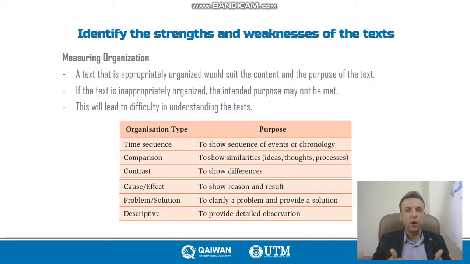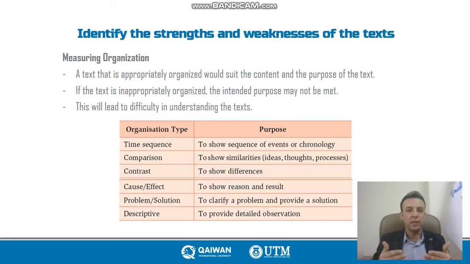We need to know how we organize the body paragraphs when we're talking about comparison or contrast, or both of them together. We also have cause and effect. The purpose is to show reason and the result. We have problem solution and descriptive. The purpose for problem solution is to clarify a problem and provide a solution, and the descriptive is to provide detailed observation. By organization we mean deciding about the number of the body paragraphs and what exactly you are going to put in each body paragraph.